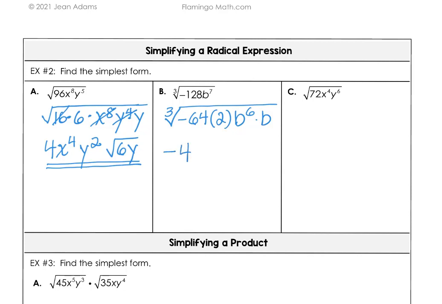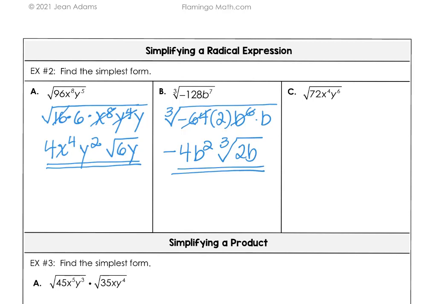Then simplifying, we're going to get -4, and 6 divided by 3 would be b squared, and these two are outside of the radical, and I've got the cube root of 2b on the inside. So we have -4b squared times the cube root of 2b.